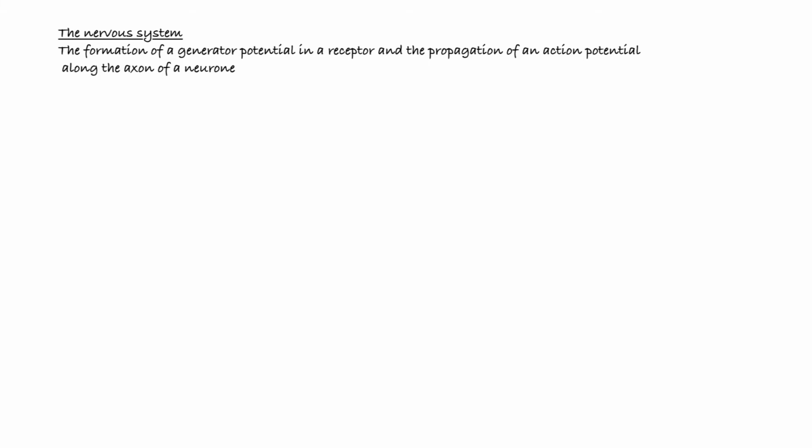Essentially, a generator potential is just the very first action potential. And this term action potential is the term we use to describe this electrical impulse that is transmitted along an axon. In order to understand how this electrical impulse is transmitted along an axon, the first thing that we must understand is that our nerve cells have charge.